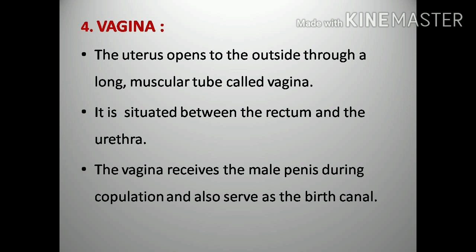The opening of the vagina in young females is partially closed by a thin membrane called the hymen. The hymen is frequently ruptured in childhood due to physical exercises or diseases.